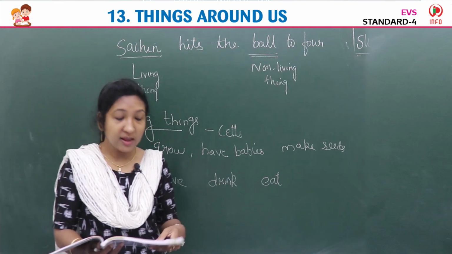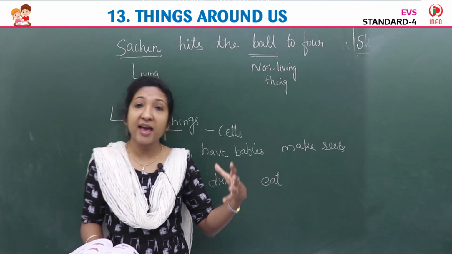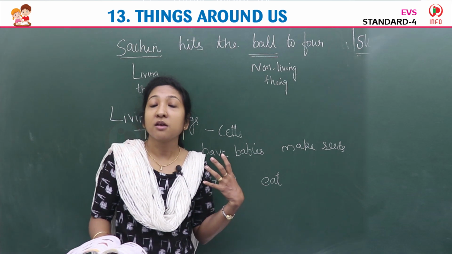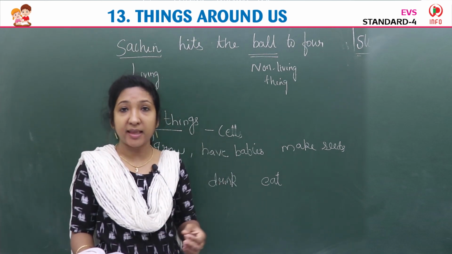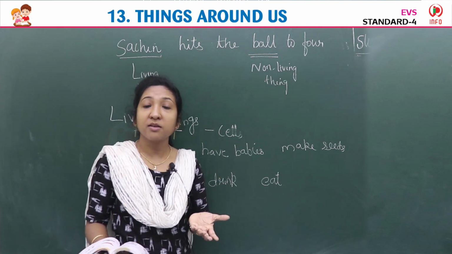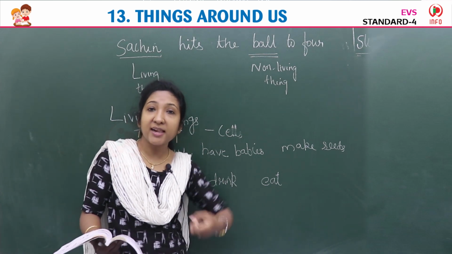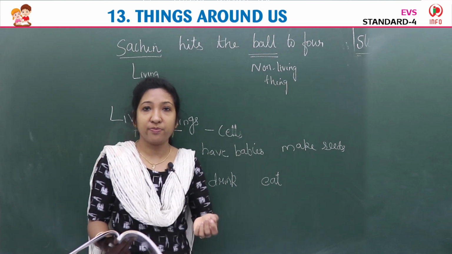Then living things are made up of cells, I said. Cells are the basic unit of life. They give us growth and exhibit the characteristics of life, like growth and movement. The food we eat, we get nutrients from that. Cells take these nutrients and they give us energy to grow.